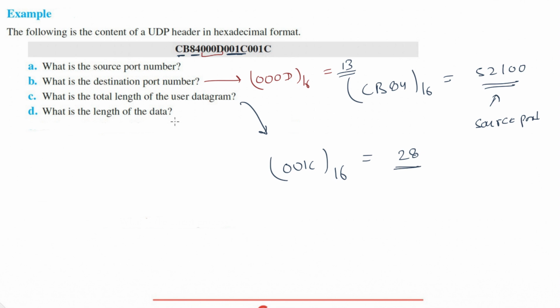And what is the length of data? Can you calculate it? What is the length of data? If the total length is 28 bytes, then the data will be the total length minus 8, because 8 is the fixed size of the header. So it will be 28 minus 8, which means 20 bytes. So that is all about the UDP header, and the UDP header is very simple. Now we will be moving to TCP, and TCP is a bit more detailed. So let's go to TCP, and in UDP we just have this much.